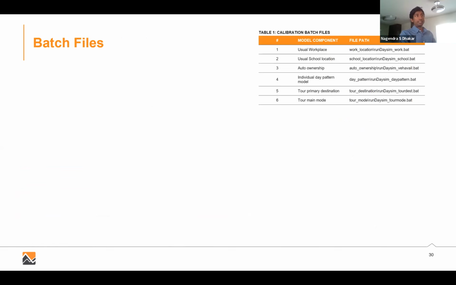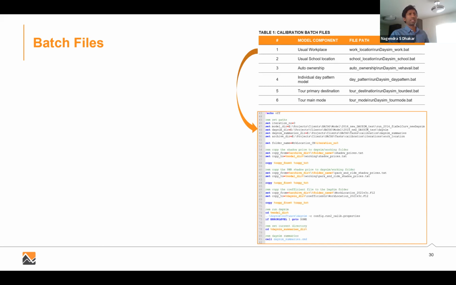And then the next thing is about the batch files. We have different batch files for every model component. Here is a list of the 6 batch files that we have used as part of this project, and they are in the root directory of that particular model component archive folder. Just to give a quick look at what that batch file typically consists of, it's a simple batch file. It just automates different steps. And in the beginning, you have a documentation of it.